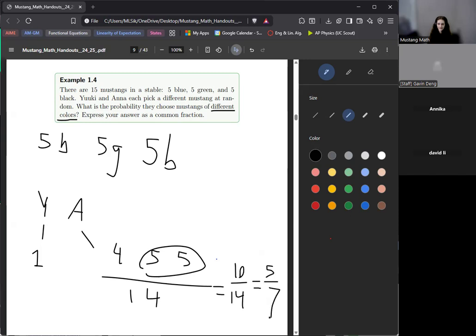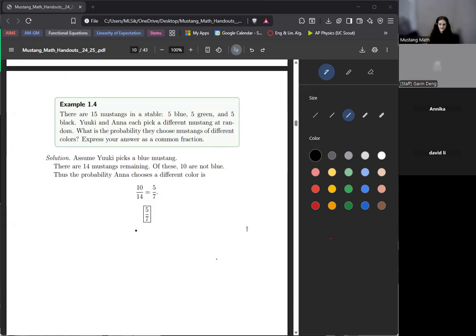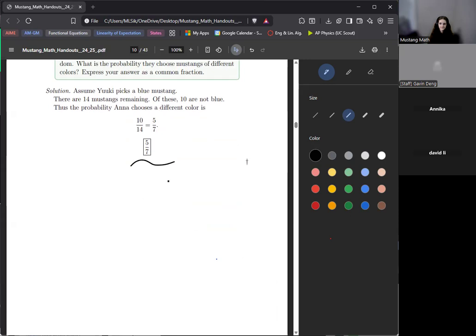Awesome. Yeah, regardless of what the first person picks, there will always be 4, 5, and 5 left. Then there will only be 2 groups of 5 that the other person can choose from. So yeah, you can see that's exactly what they did here.